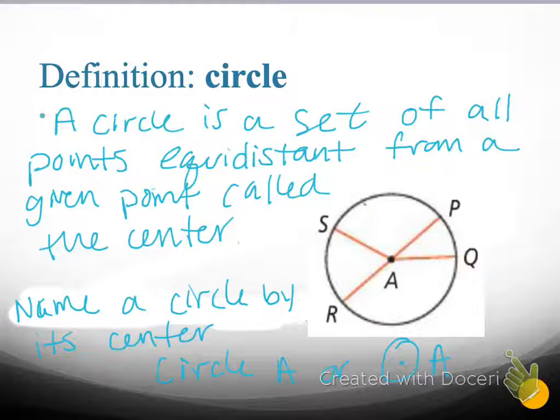And if you look, you have P being a point on the outside, Q, R, S, and they're equidistant, which means that all the distances are the same. And we name a circle by its center. So you could say circle A, or you could draw the picture here to create that circle A.